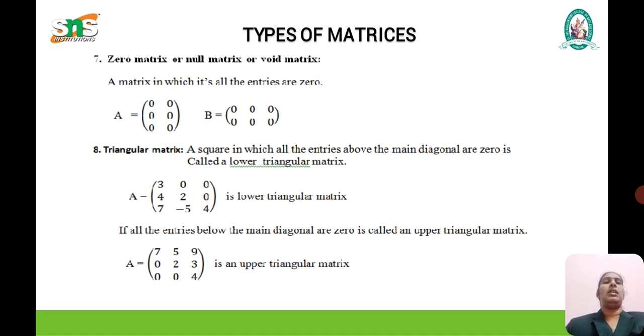A triangular matrix is one where only the lower triangular values are present and all the values above the main diagonal are 0. So we can say it is a lower triangular matrix. An upper triangular matrix means the lower values are 0 and values such as 7, 9, 2 are present above the diagonal.